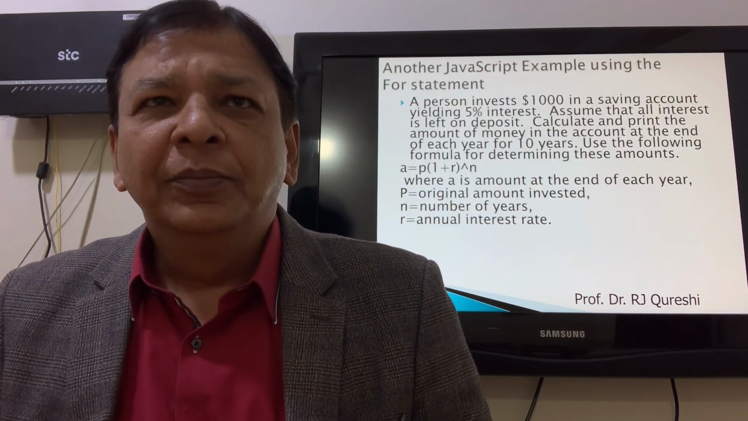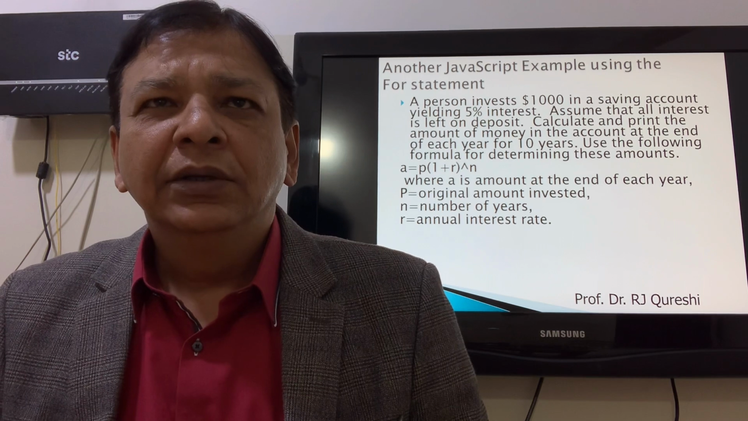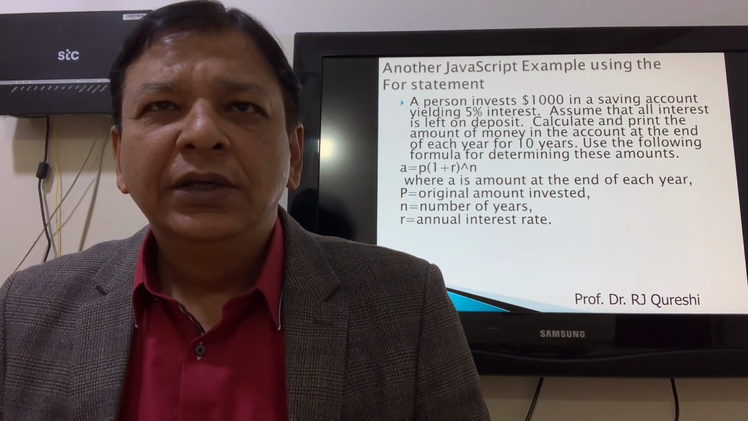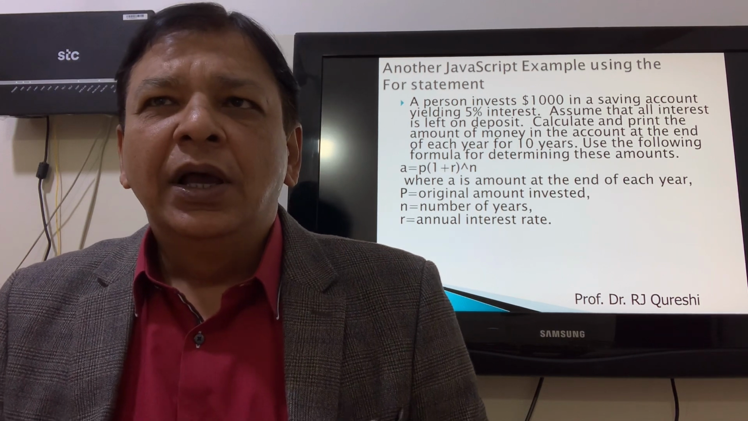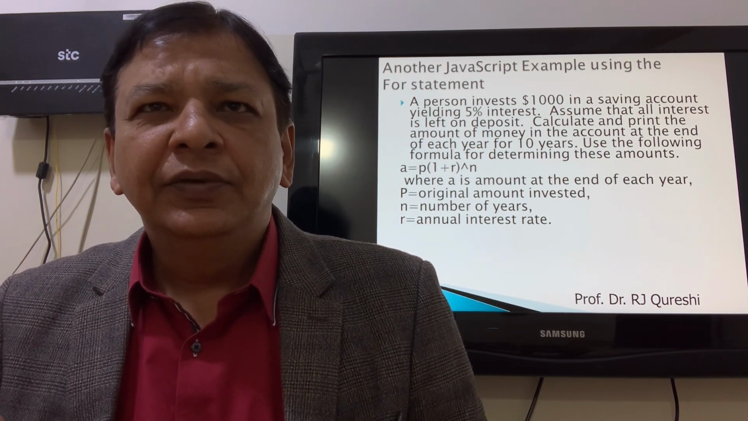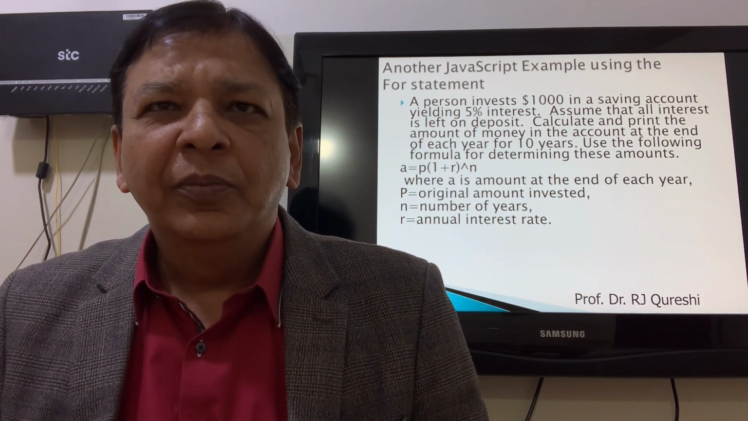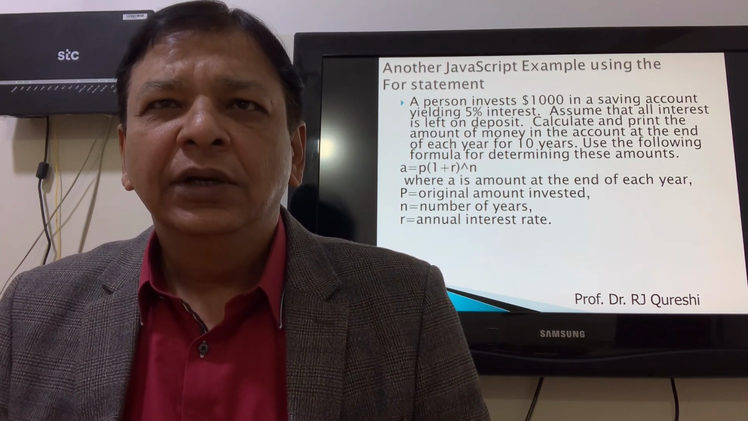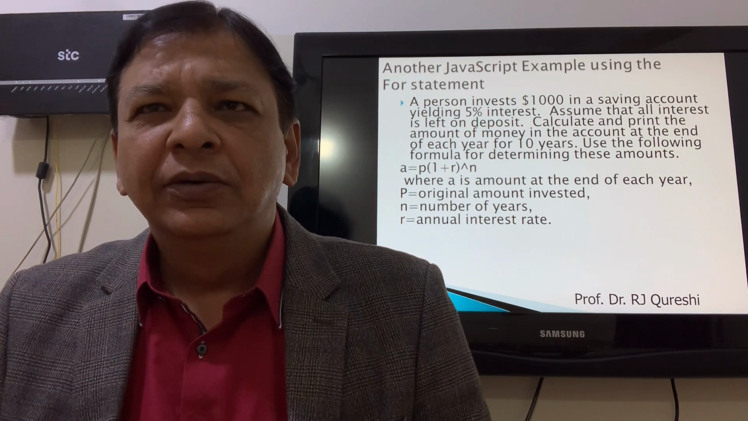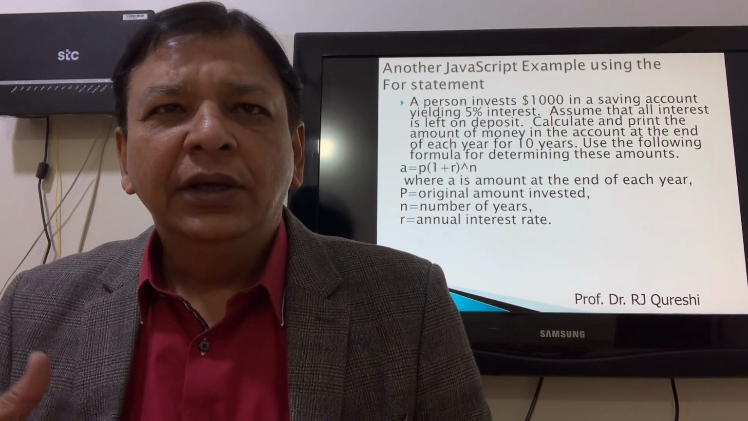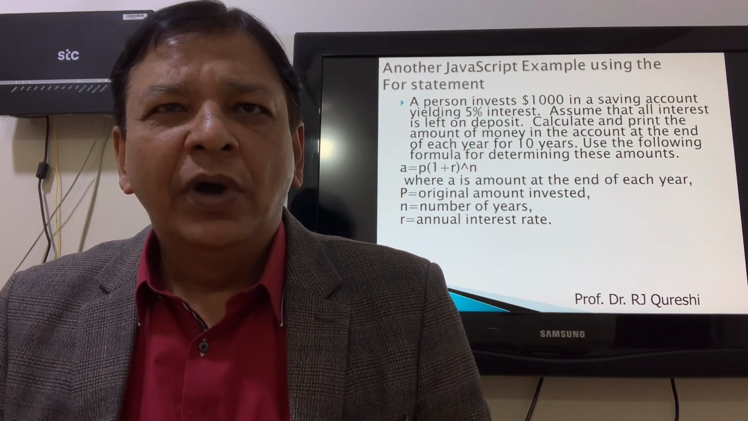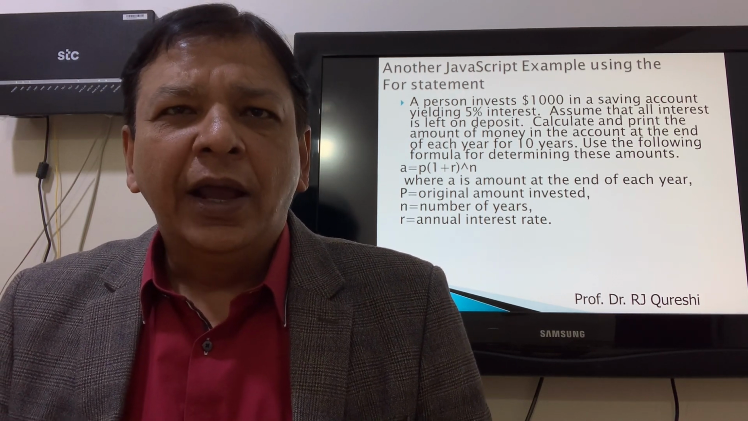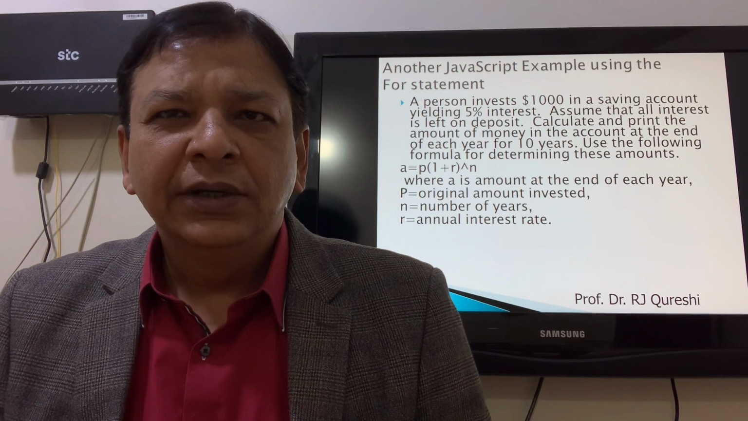The sum equals 55. Another example using the for statement: a person invests $1,000 in a savings account yielding 5% interest. Assume that all interest is left on deposit. Calculate and print the amount of money in the account at the end of each year for 10 years, from 1 to 10, using the formula A is equal to P times (1 plus R) power N. P is equal to the original amount, N is equal to the number of years, R is the interest rate.